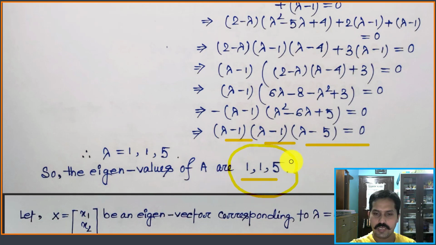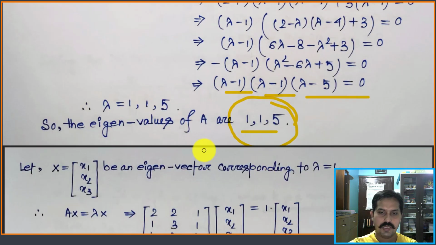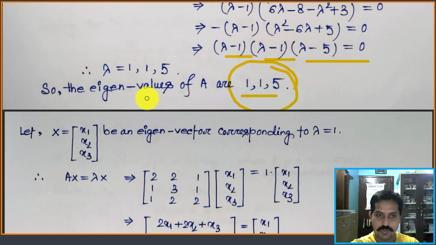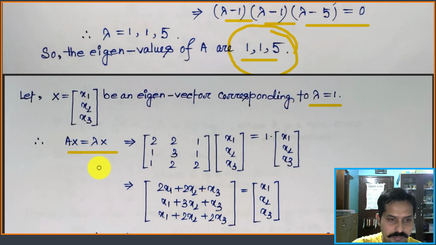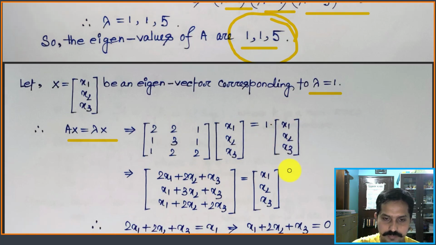Here you see all the eigenvalues are real numbers, so definitely it will provide us real eigenvectors. Also, you see that two eigenvalues are equal. This is quite interesting when we get equal eigenvalues. Let capital X equal to (x1, x2, x3) be an eigenvector corresponding to lambda equals 1. Then by the definition AX equals lambda X, just putting the values of A, lambda is 1, X.